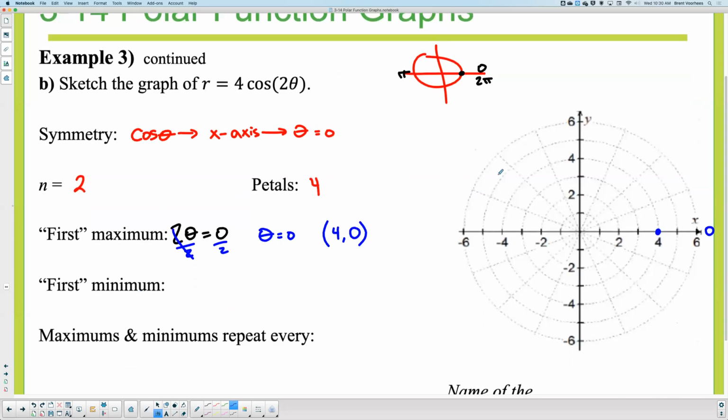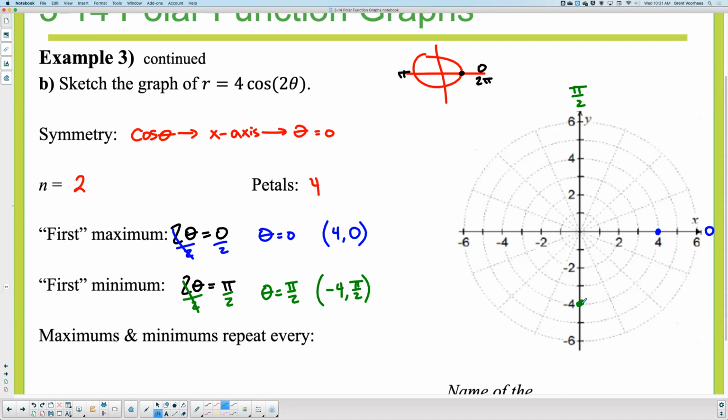Now, let's talk about the first minimum. Where should the minimum occur? At pi. But our argument here says 2 theta. So you say 2 theta equals pi. This is where the minimum should occur. When you divide that by 2, we get theta equals pi over 2. And so the minimum is -4 comma pi over 2. So here's pi over 2. You go away from the origin, so we go down 4 units.